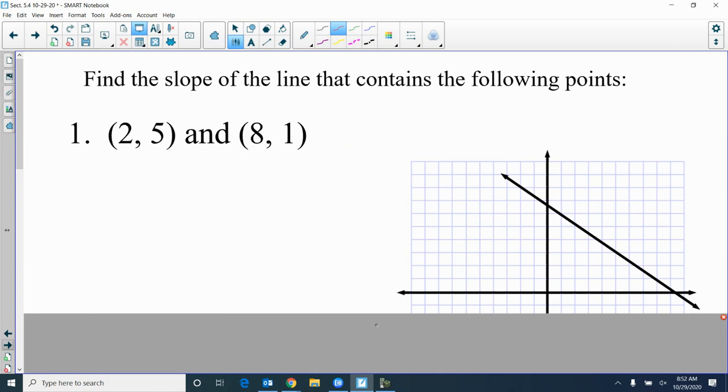Now, I know you don't have the graph, but you got those points, right? 2, 5, and 8, 1. Hopefully, you won't do this long, but I'm going to do this for the first couple. I'm going to actually label them.